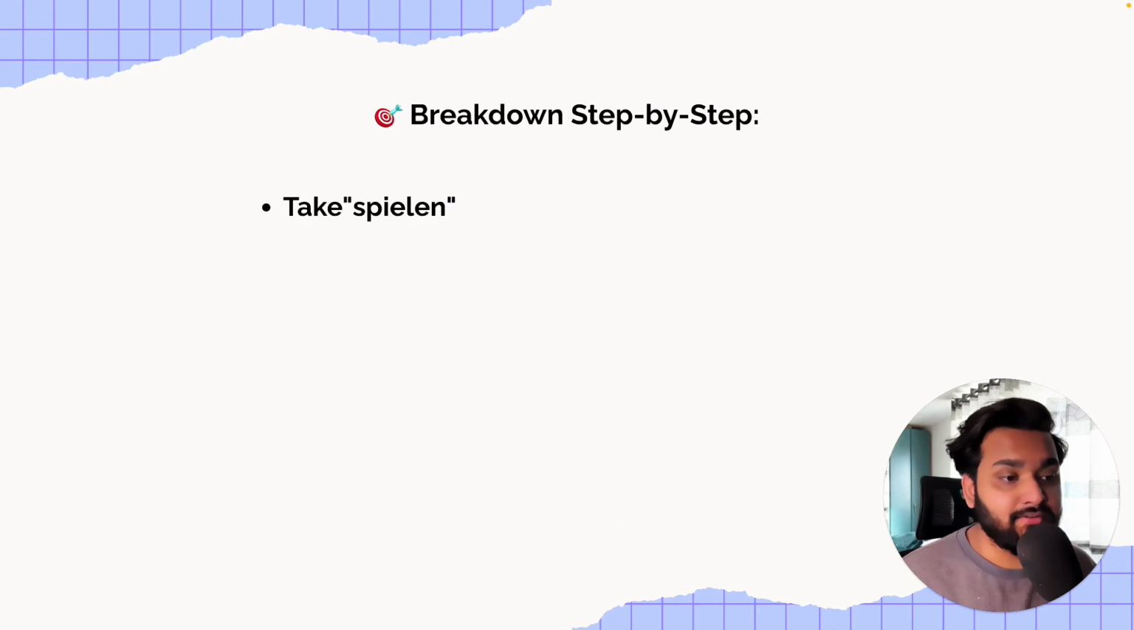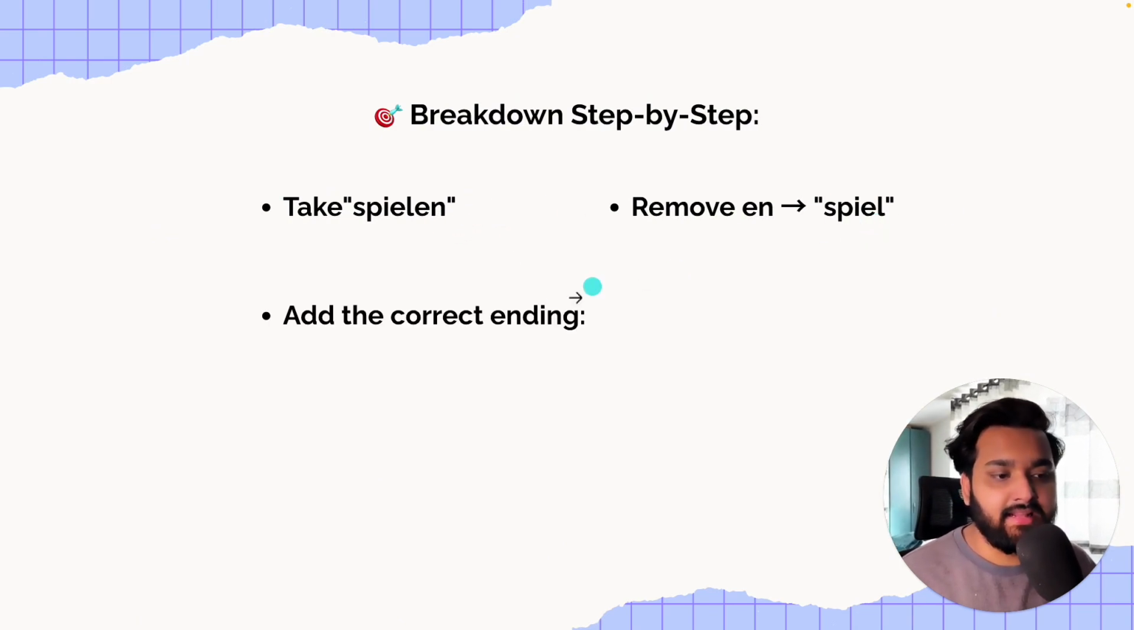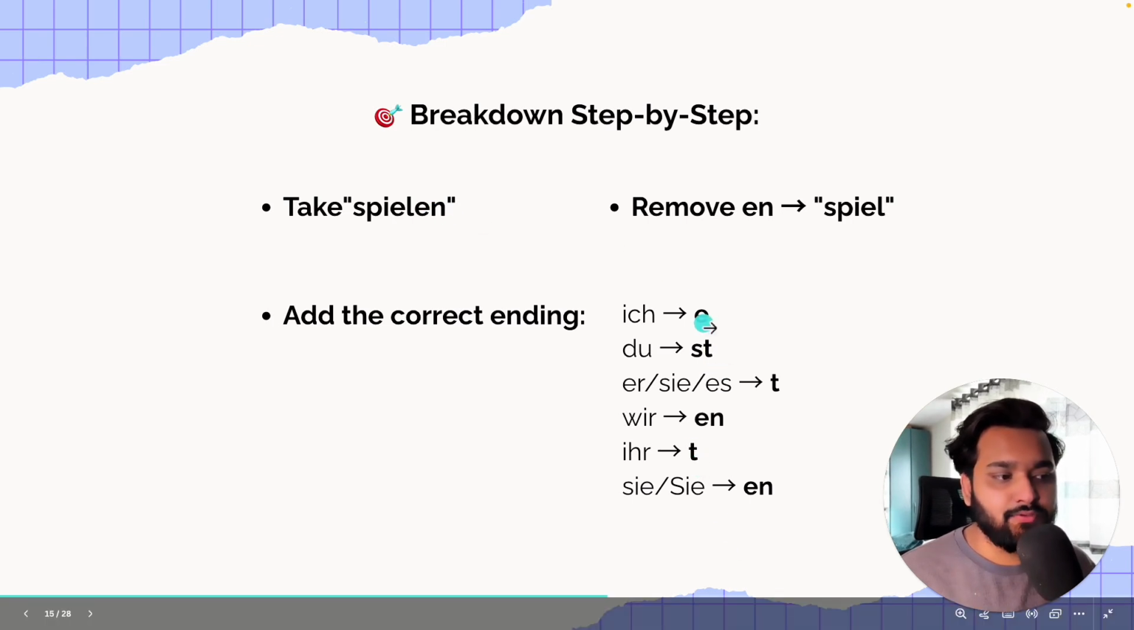And here's the breakdown step by step. Take spielen, remove the en. If you remove the en, then you will have spiel, and then add the correct ending. As you can see, for ich you added e, for du st, for er t, for wir en, for ihr t, and for sie en. So this is basically the ending after the spiel. Take the verb, remove the en, and then add these endings to the regular verbs.